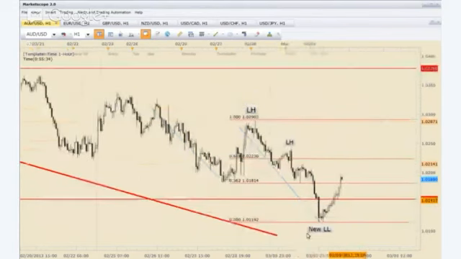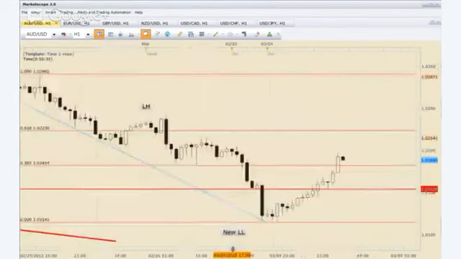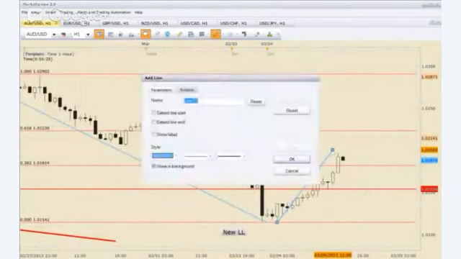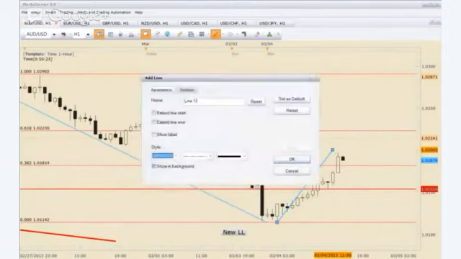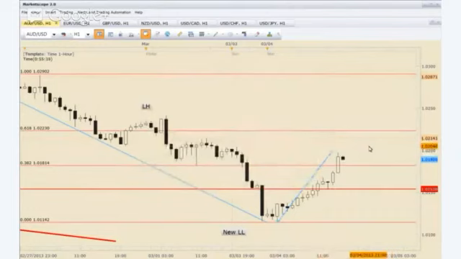So in this pullback so far, each of the bars did not come below the previous bar's lowest low until this bar here.